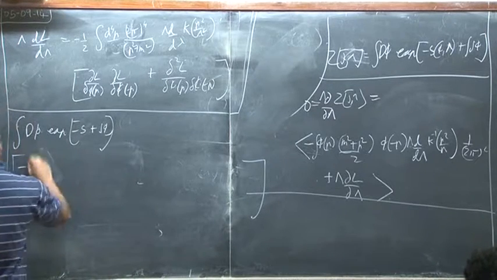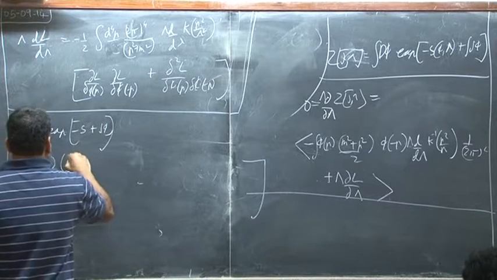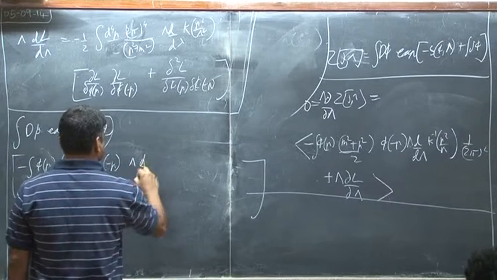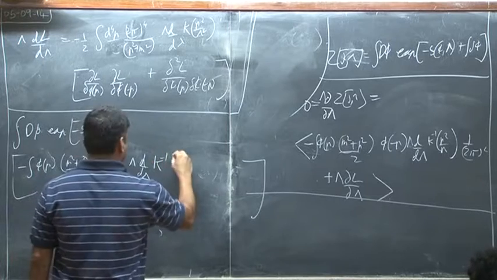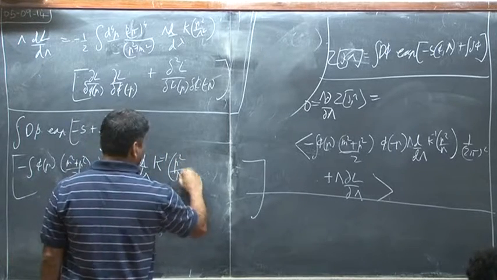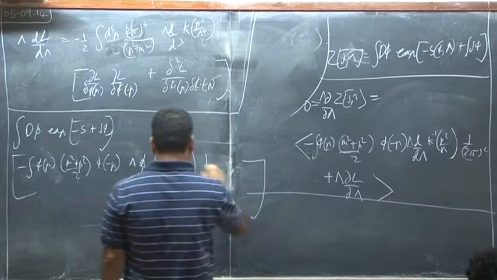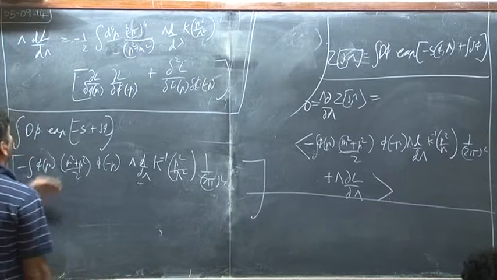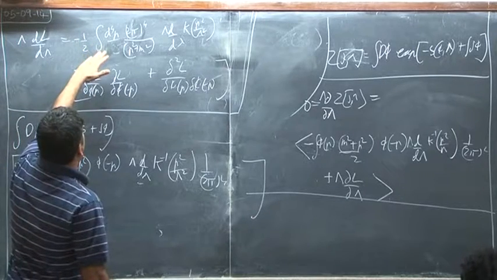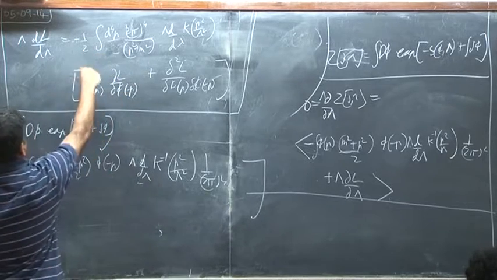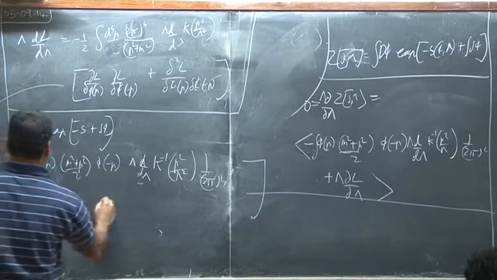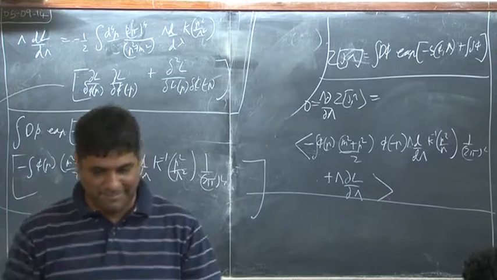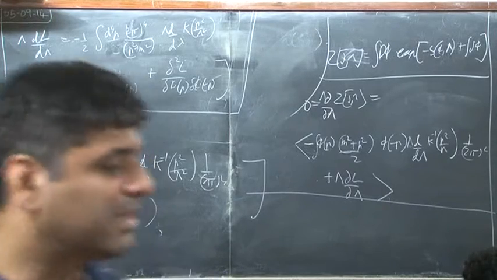So suppose we choose minus pi of b squared plus b squared by 2 pi of minus b lambda d by d lambda k inverse of b squared by lambda squared by 2 pi by 4, plus all of this. We want to show that this is zero, or more precisely that it's zero up to a term that can be absorbed into some other problem.